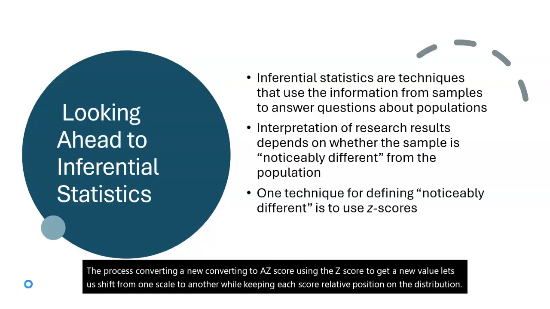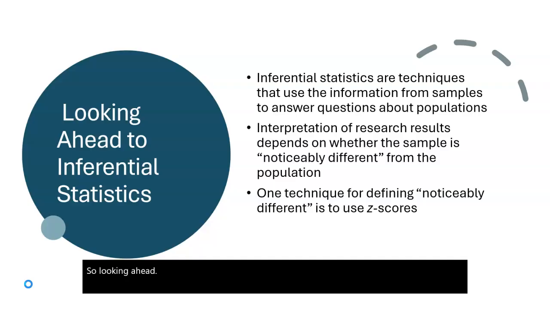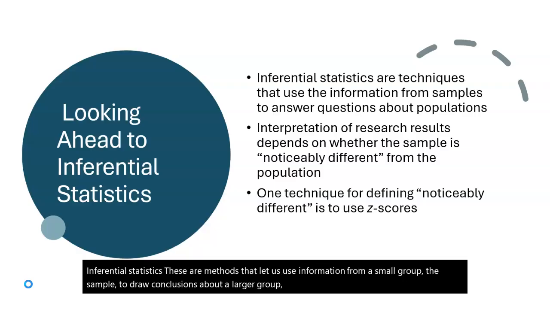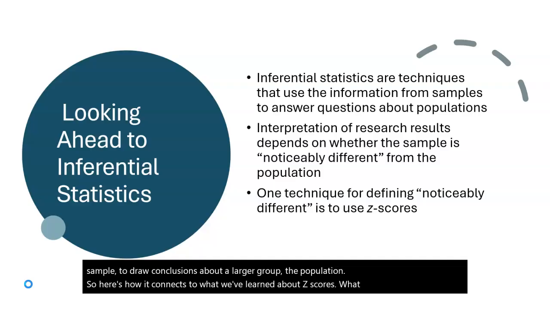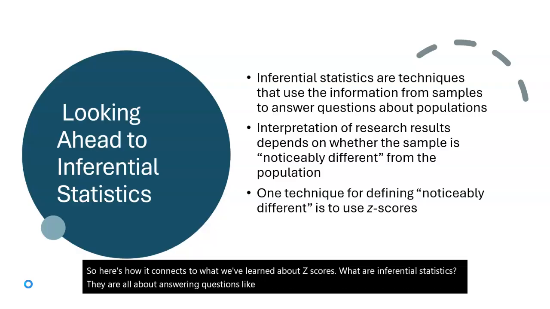So looking ahead, turning our attention to inferential statistics, these are methods that let us use information from a small group, the sample, to draw conclusions about a larger group, the population. So here's how it connects to what we've learned about z-scores. What are inferential statistics? They are all about answering questions like, is the sample result we found actually meaningful, or could it be due to chance?